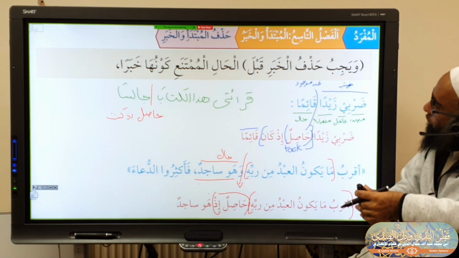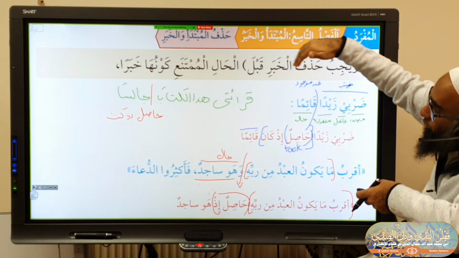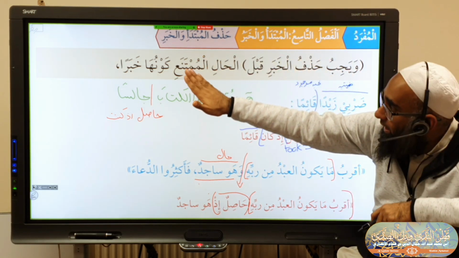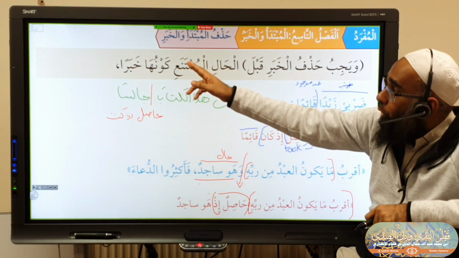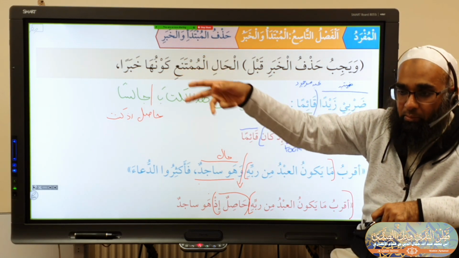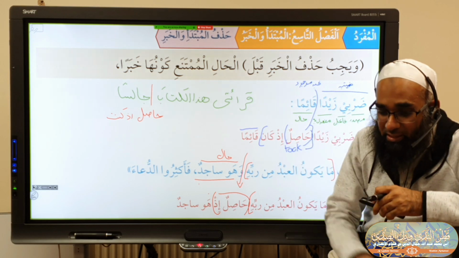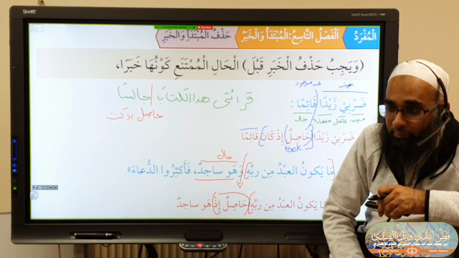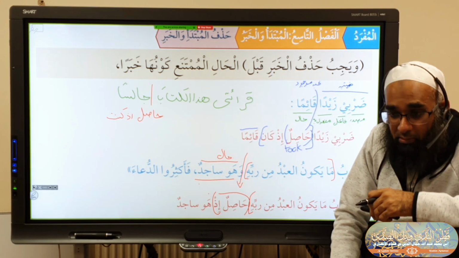Understood? So what's the answer? The text is: it is necessary to remove the khabar before a hal which cannot become a khabar. If you have a situation like this, what do you do? The khabar becomes mahdhuf.